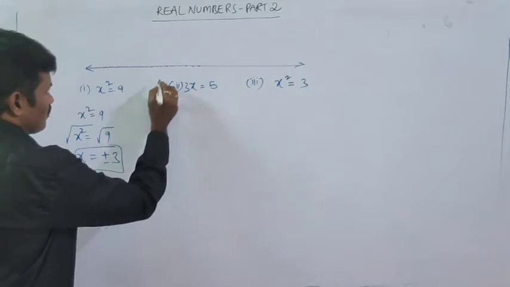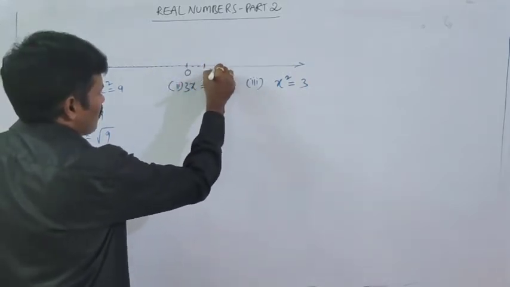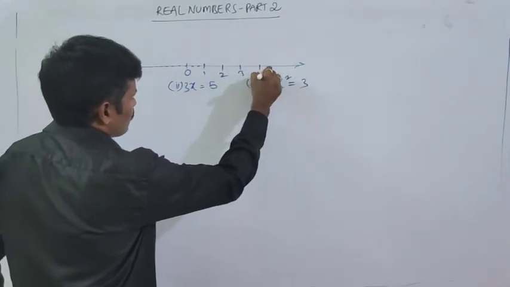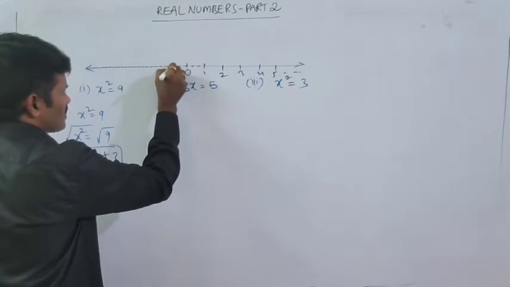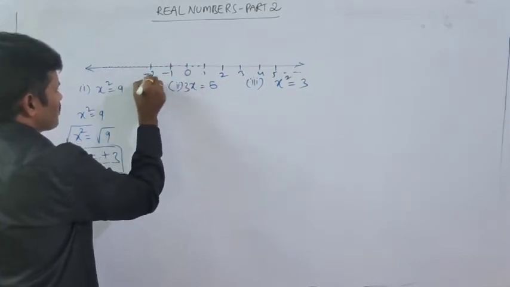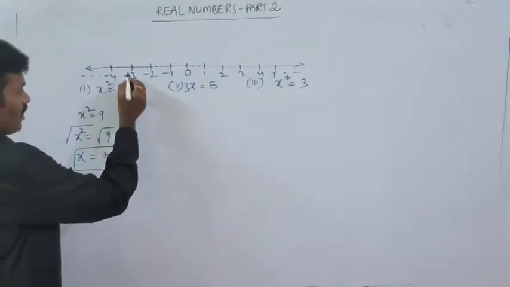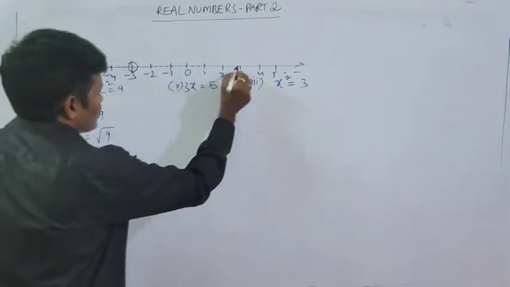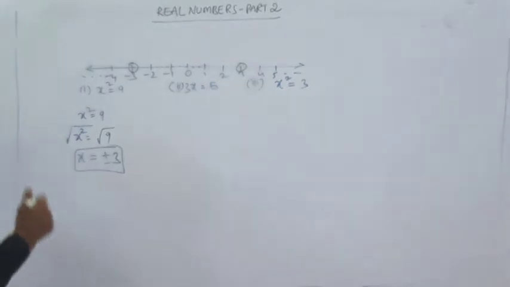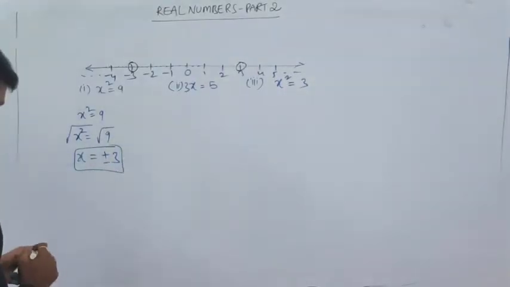See, suppose here it is 0, and the right side of 0 we consider as positive numbers 1, 2, 3, 4, 5 and so on, and the left side of 0 we consider negative numbers minus 1, minus 2, minus 3, minus 4 and so on. Now how to plot minus 3 and plus 3? See, it is minus 3, it is plus 3. This we know.